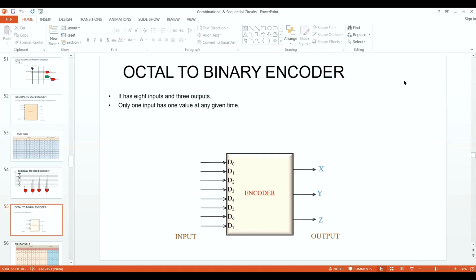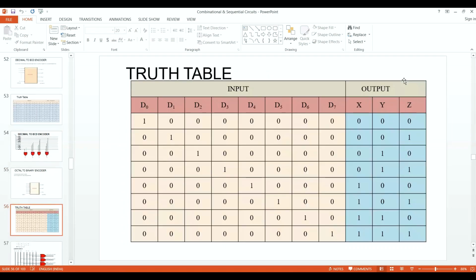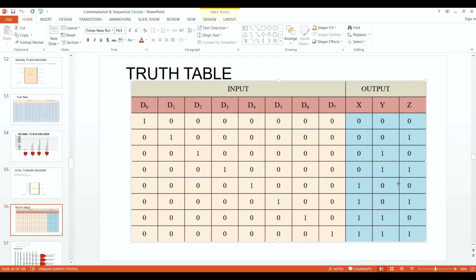Octal to binary encoder, how many inputs would we have? We would have 0 to 7. And how many outputs will we have? We have 3 outputs. Again, it depends on 2 raised to power 3. So again, the concept is exactly the same. When the 0 is on, we will have all 0. When the 1 is on, we will have 1. When the 2 is on, we will have 2.